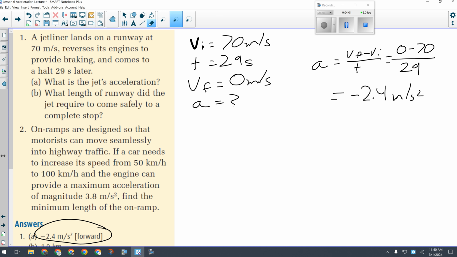All right, the second part of that question wants to know, now that we know acceleration, how long the runway has to be. That would be the displacement of the plane while coming to a halt. Do I have a lot of choices at this point for which of the other acceleration formulas I can use? I do. What formula can I absolutely not use for this? This one.